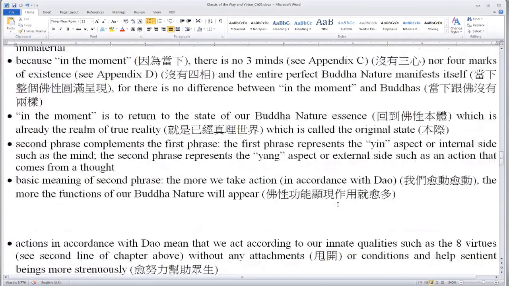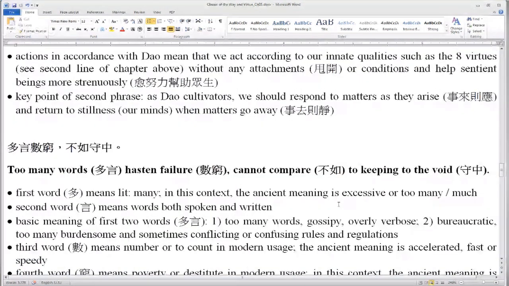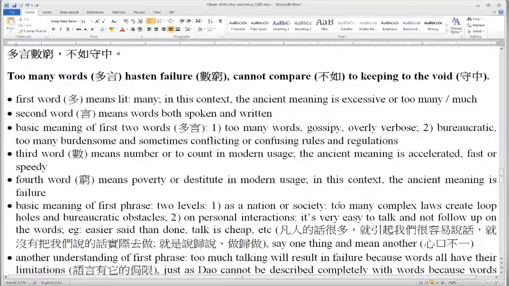So let's see, where are we? We're near the end, this is the end. Sorry, this is the last phrase. This is the very important phrase, and that's where the title comes from, the title of the chapter, because the main subject of this chapter is talking about the key: to maintain, to keep, to abide, to be at one with 中.